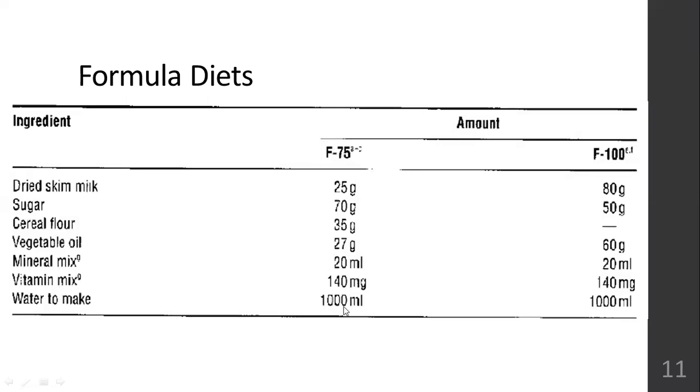So if you mix this powder in 1 liter of water, you will get 75 kilocalories per 100 ml of F75. And this 1 liter of F75 feed, can you give it to the child in just one go? You cannot. So when the child is put on F75 and F100, every 2 hours the mothers have to feed the child.